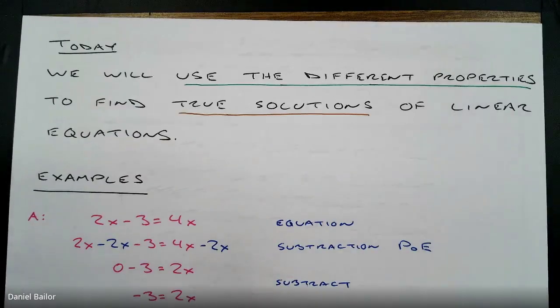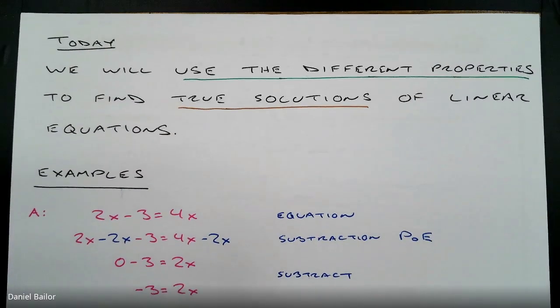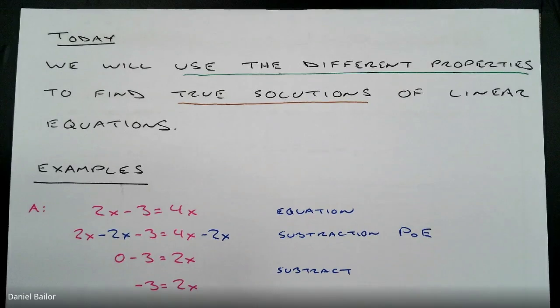So today, we will use the different properties, all 7 of the properties that we defined in our notes, to find true solutions of linear equations. We're going to use all those properties, all 7 of them, to find true solutions of linear equations. And so here's a couple examples of what we're going to do.